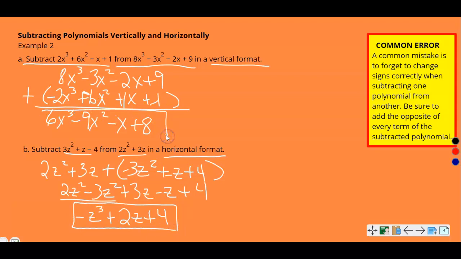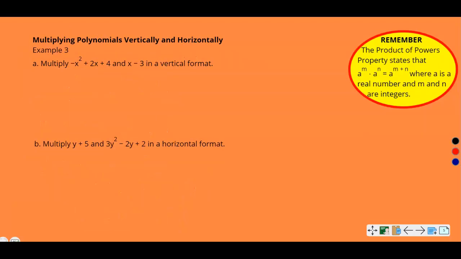So again, you can use the vertical format or the horizontal format for subtracting polynomials. And I don't really care which one you do. Whichever way you prefer, whichever way is easiest for you to understand and make sure that you always get the correct answer is the way I would probably do it if I were you. Example 3, multiplying polynomials vertically and horizontally.